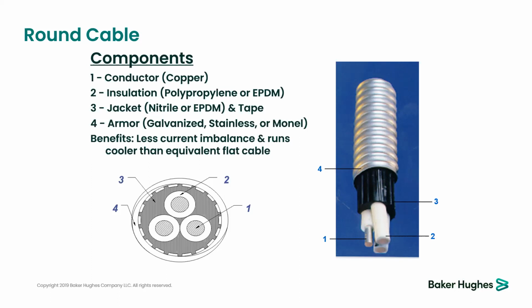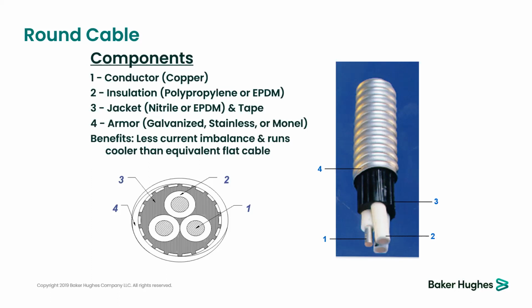And then number 3 is the jacket. The jacket comes in 2 different materials, either nitrile or EPDM. Each one of those materials has advantages and disadvantages over the other, and you select based on your application and your needs. And number two is the insulation. The insulation also comes in two different materials, either EPDM or polypropylene.